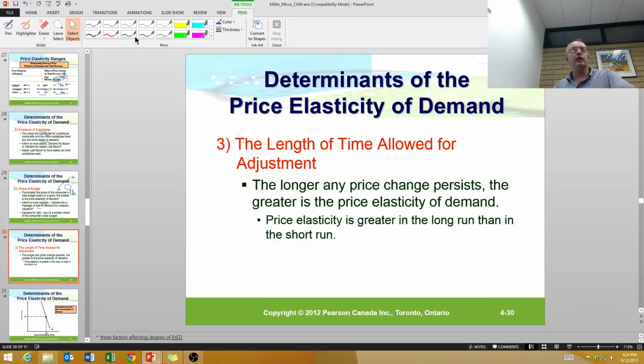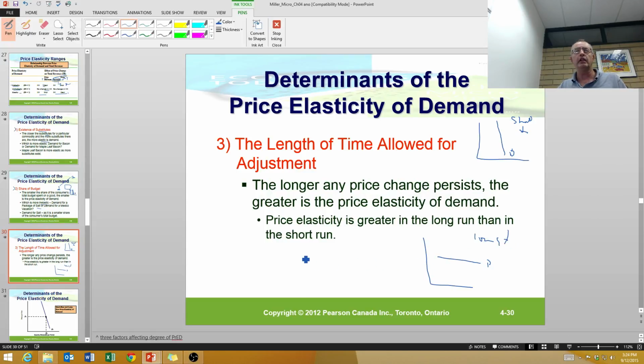Okay, and then we have the length of the adjustment period. If prices increase, how much time do we have to adjust our consumption pattern? If we have a short time, the demand curve will be relatively steep. It will be relatively inelastic. And if we have a relatively larger amount of time to adjust our consumption pattern, then the demand curve will be relatively elastic. This is a long time. And that's what the rest of this little section goes through.